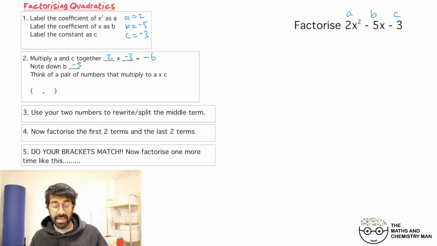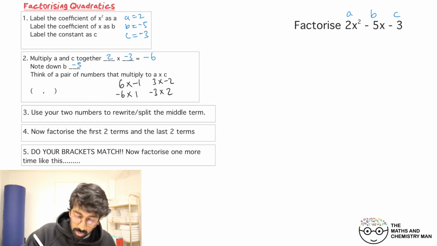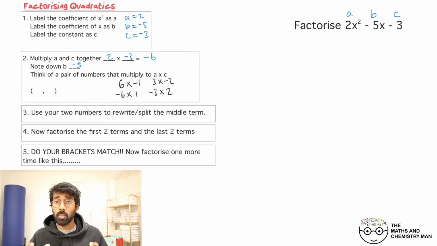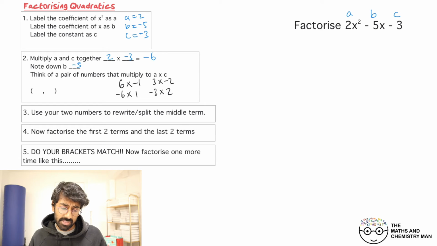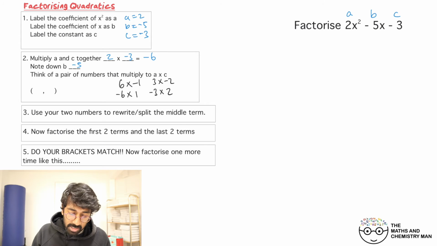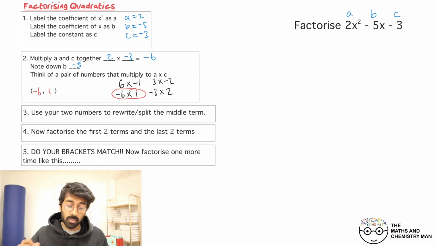Start thinking of some pairs of numbers that multiply to minus 6. So we could use 6 and minus 1. We could use minus 6 and 1. We could do 3 and minus 2, or minus 3 times 2. And again, we need the one that's going to add together to give us minus 5. So which one of these adds together to give us minus 5? I think it's going to be that one over there, minus 6 and 1, right? So minus 6 and 1.